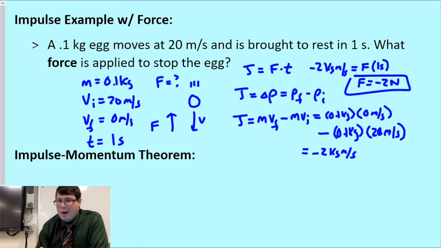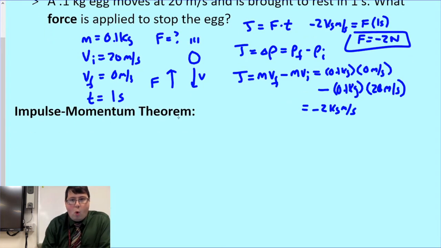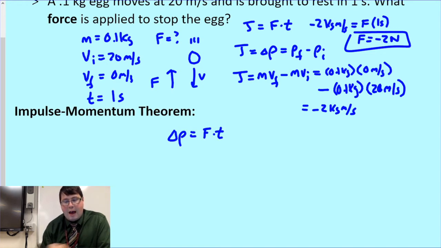Now what we've done here is use two different equations, and those two equations are important. They actually make up the impulse momentum theorem. What we can do is write one large equation that we're going to call the impulse momentum theorem. I know that J is Ft, I know that J is delta P. Combining those two, I could say that delta P, my change in momentum, equals the force times the time.